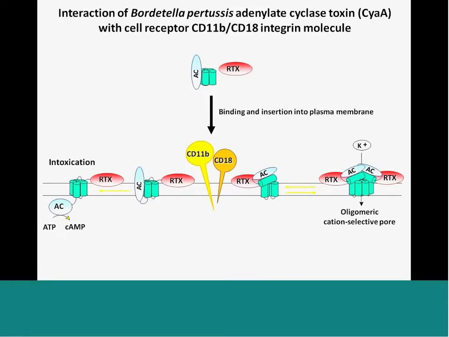So, and now I will switch to my scientific data. The first part of my presentation is the interaction of Bordetella pertussis adenylate cyclase toxin with the cell receptor CD11b/CD18 integrin molecule. On the slide there is a schematic representation of how the toxin interacts with the cells. Where the toxin is produced, the toxin consists of an adenylate cyclase domain, which has adenylate cyclase activity.